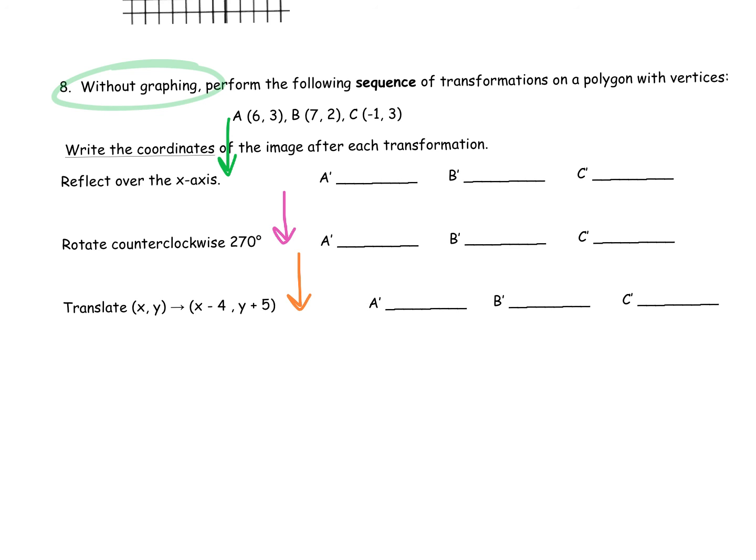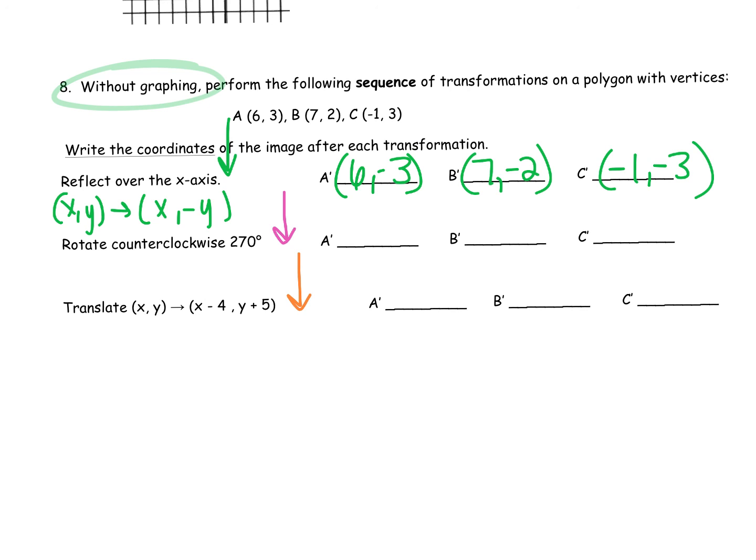It says reflect over the x. I know that rule. If I reflect over the x, the y's are going to change. So I'm going to change all my y's to opposite, keep the x's. So I'm going to have 6, negative 3, 7, negative 2, and negative 1, negative 3.